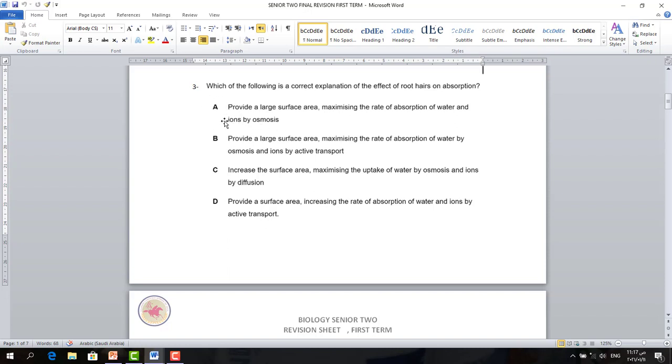Ions by osmosis? No. Provide large surface area, maximizing the rate of absorption of water by osmosis and ions by active transport. Ions by active transport, not ideal. That's the normal one. C. Increased surface area, maximizing uptake of water by osmosis and ions by diffusion. Yes. So the answer here, C.